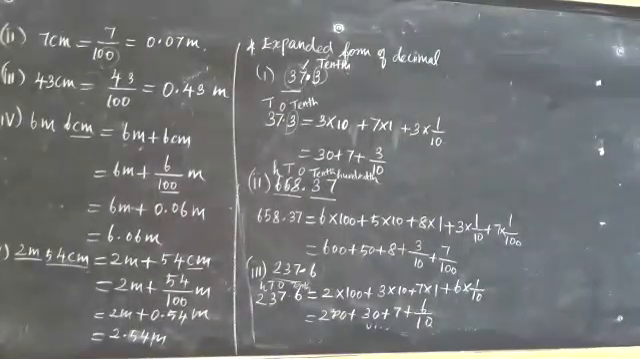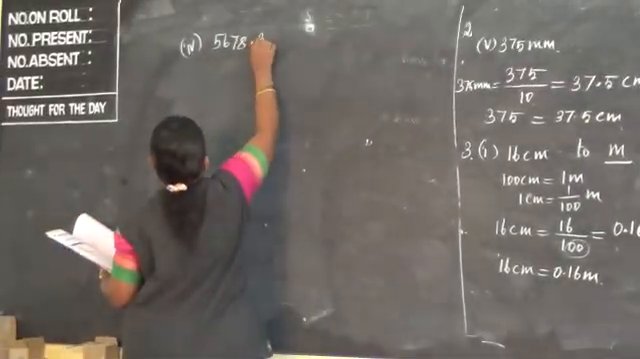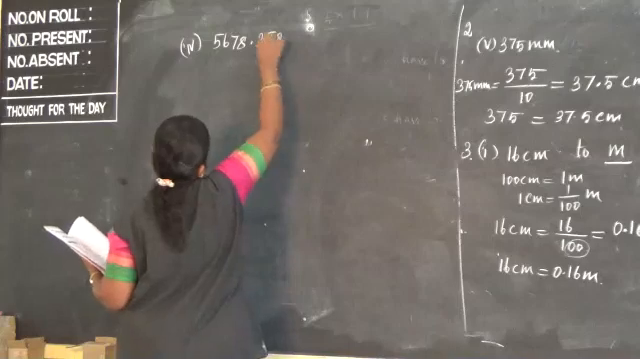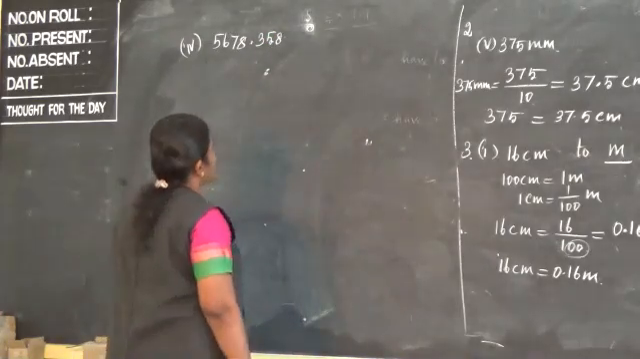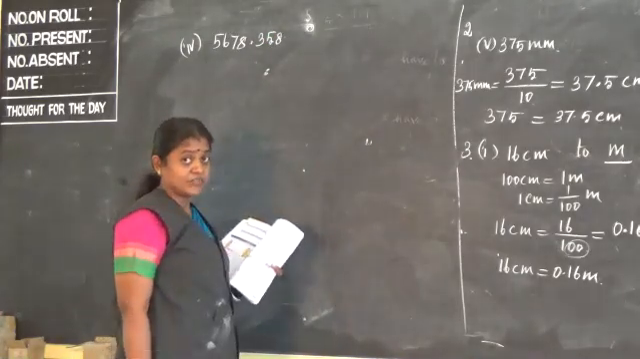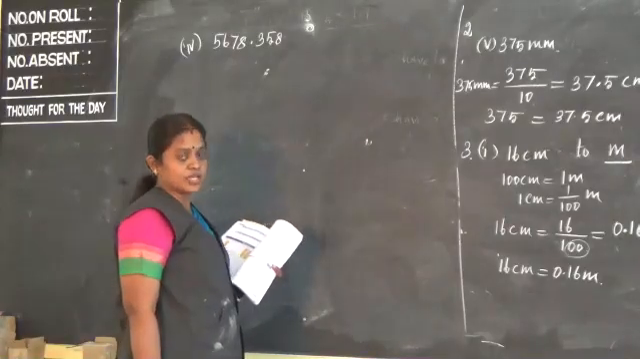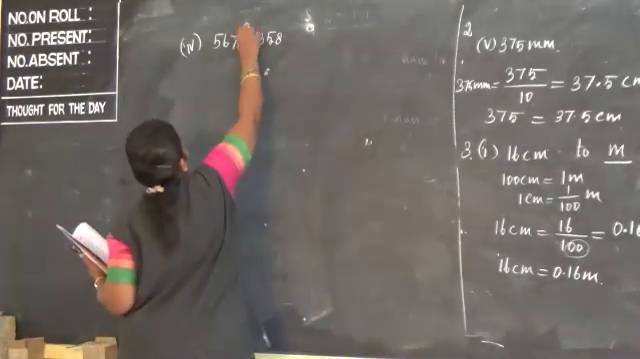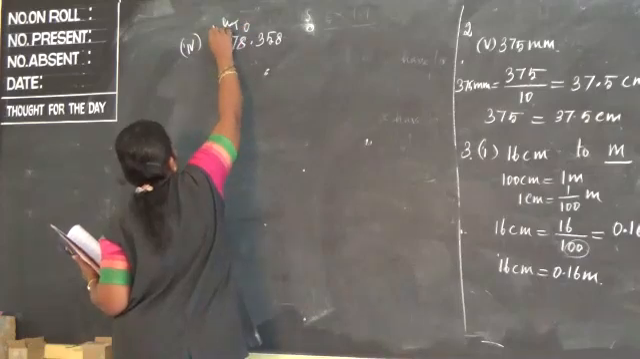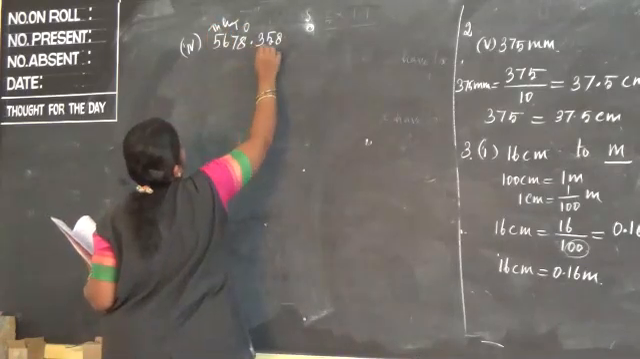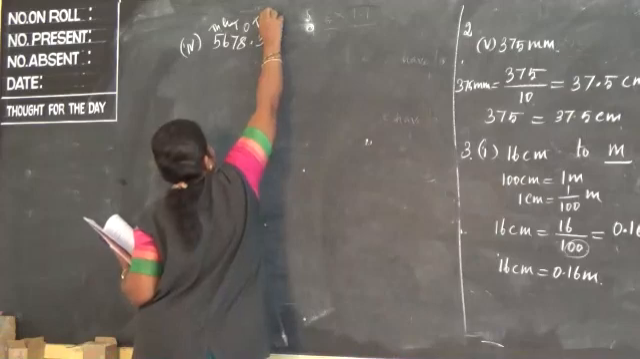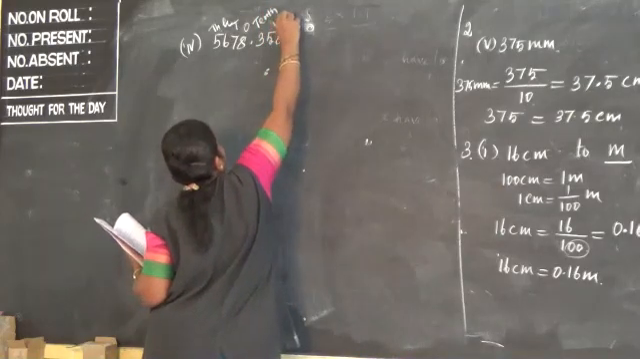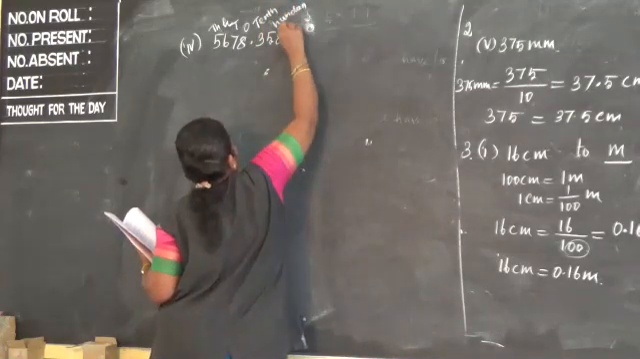Come to the fourth subdivision. 5678.358. How to read decimal numbers? This is the ones place, tens place, hundreds place, then thousands place.